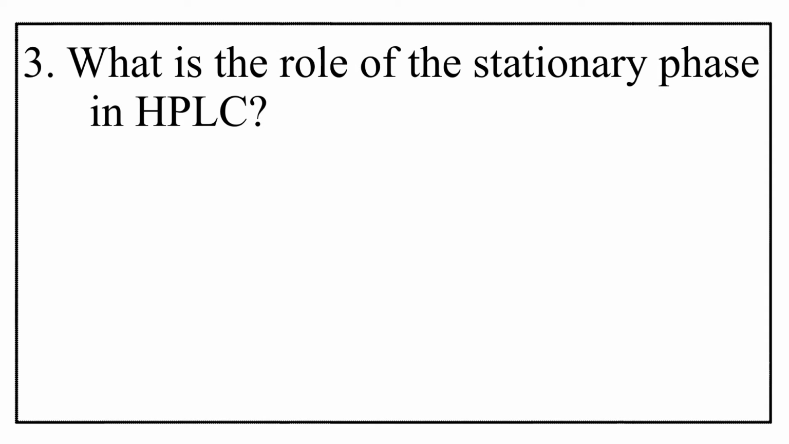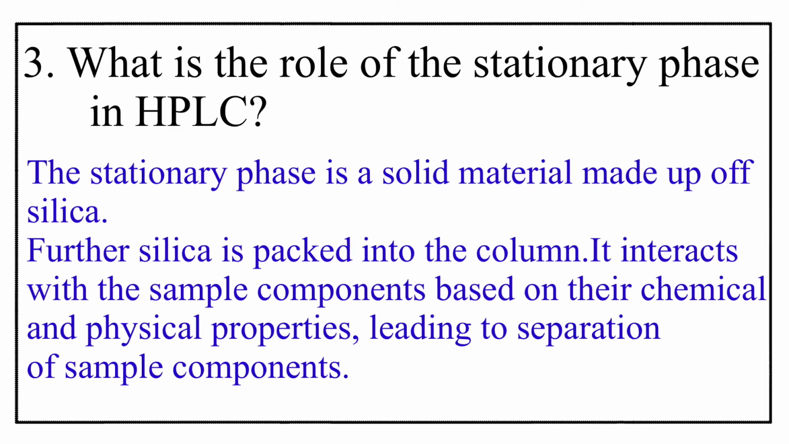Now comes question number 3. What is the role of the stationary phase in HPLC? The answer is, the stationary phase is a solid material which is mostly made up of silica. This silica is packed into a column. During the analysis, the stationary phase will interact with the sample components, and based on their chemical and physical properties, it will cause separation of the sample components.